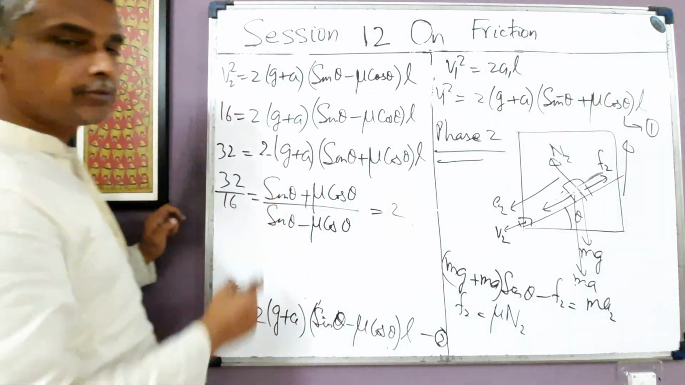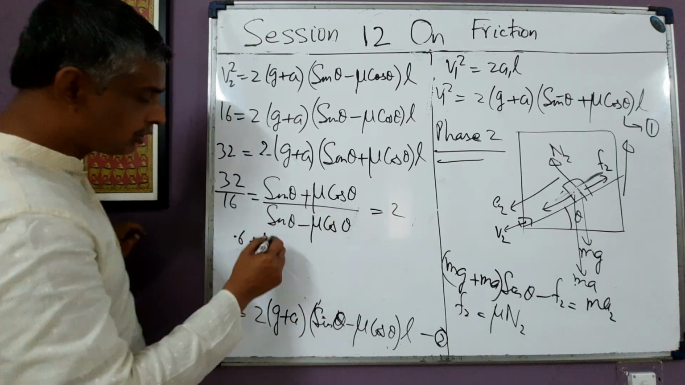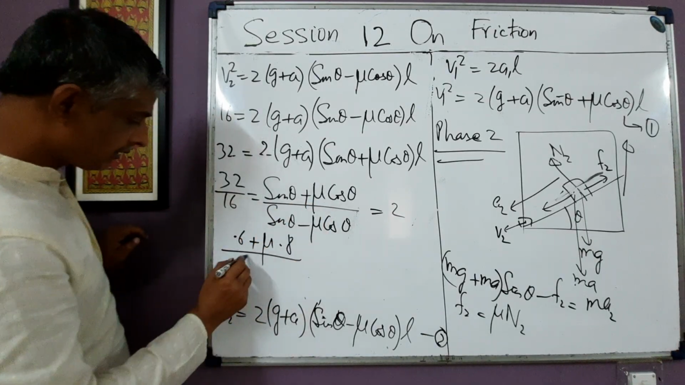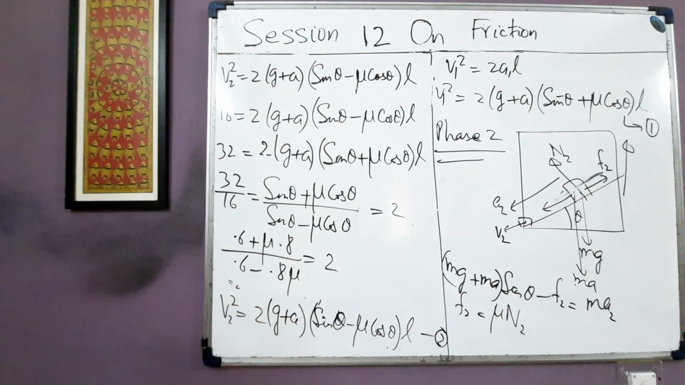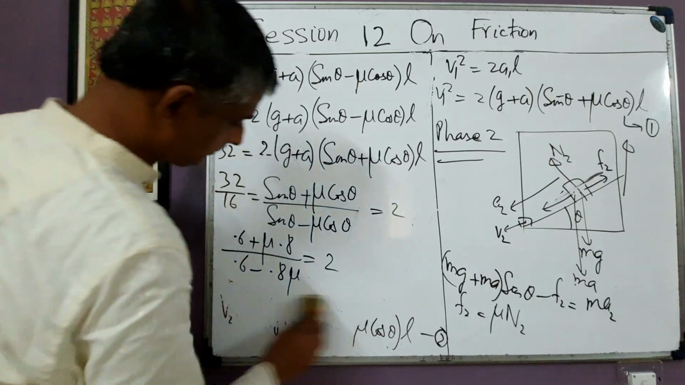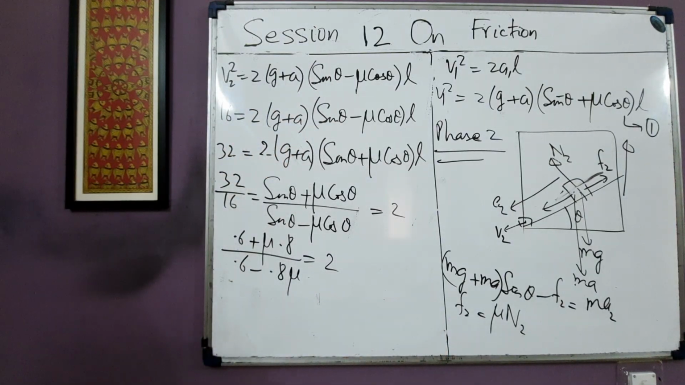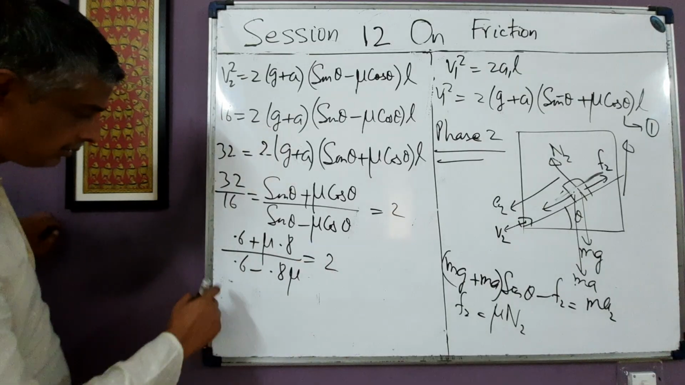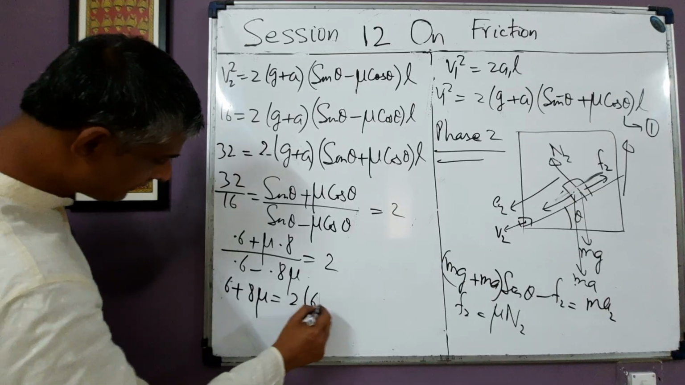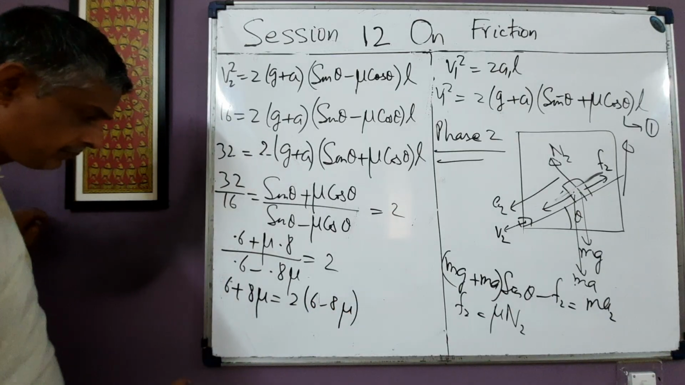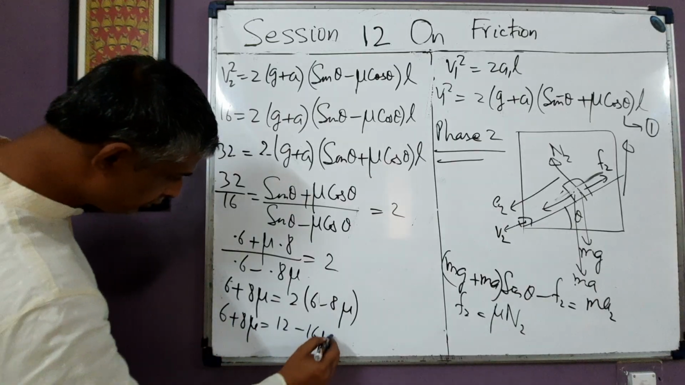Now theta is 37 degree. Sin 37 degree is simply 0.6. Cos of 37 degree is 0.8 from trigonometry. So 0.6 plus 0.8 mu over 0.6 minus 0.8 mu is equal to 2. Now I simplify, multiplying by 10, the point goes away. 6 plus 8 mu equals 2 times 6 minus 8 mu. I hope it is clear.